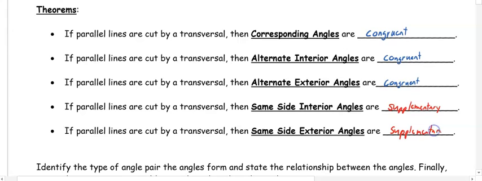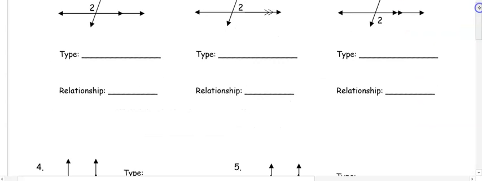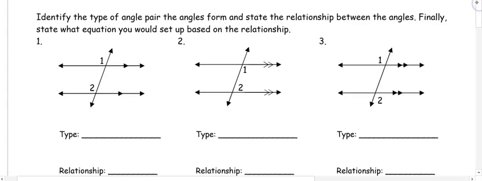So a way to help us remember this a little bit is that corresponding and congruent start with a C. Same side interior, same side exterior start with S, just like supplementary. So really the only one we need to work on memorizing is the alternate interior and alternate exterior, which should be different than the same side. So first we're going to look at a figure and determine what type of angle pair is represented and then what is the relationship between those.